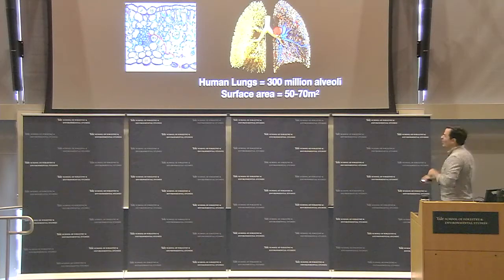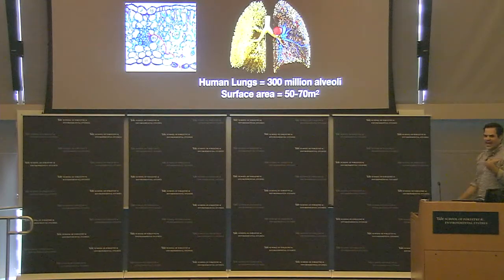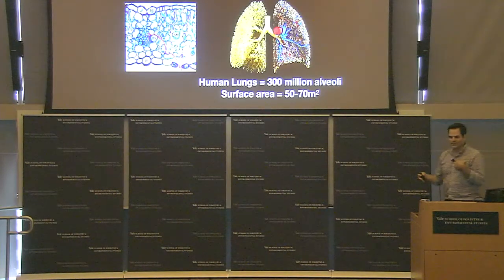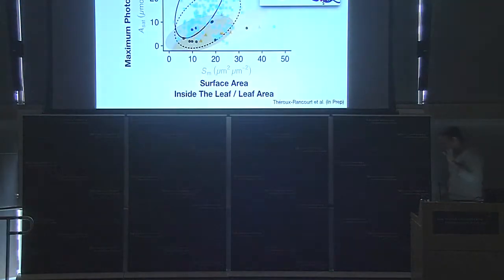All right, so human lung, right? So one set of lungs, 50 to 70 square meters. That's like half of a tennis court, right? In surface area. Okay, so we thought, all right, well maybe it's surface area, right?